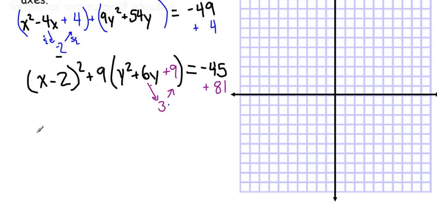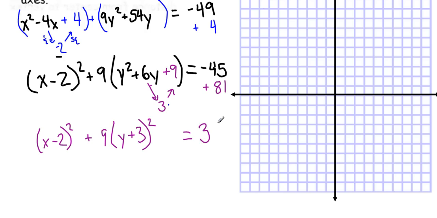Okay, let's see what we get. We've got x minus 2 squared plus 9 times y plus 3 squared equals, and then a -45 plus 81. What are we going to get there? Let's see. 81 take away 40 is 41. Take away 5 more is 36. Let's try that again. All right, 36. I like the looks of that.